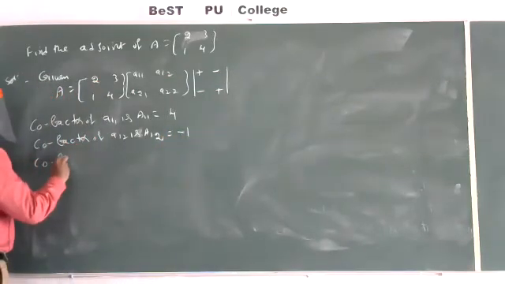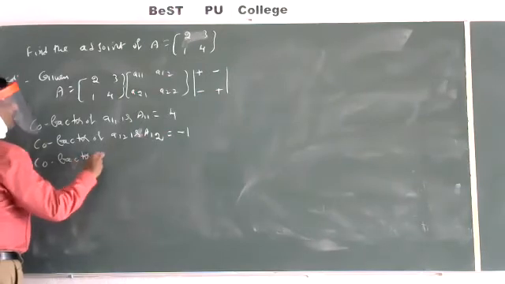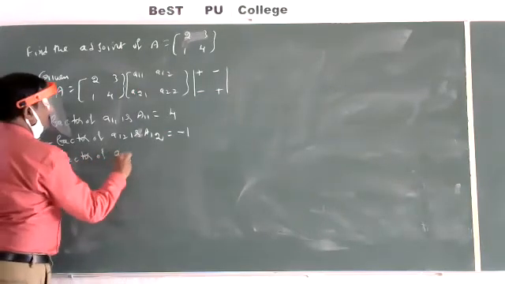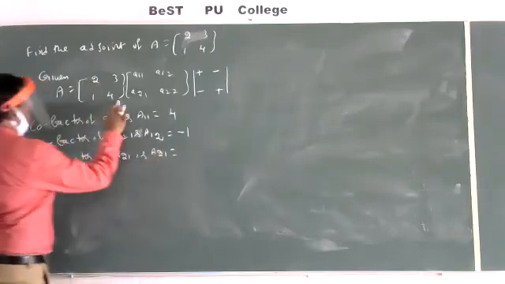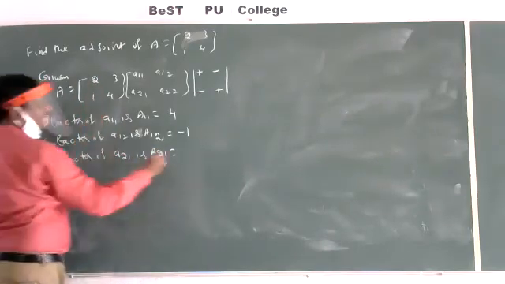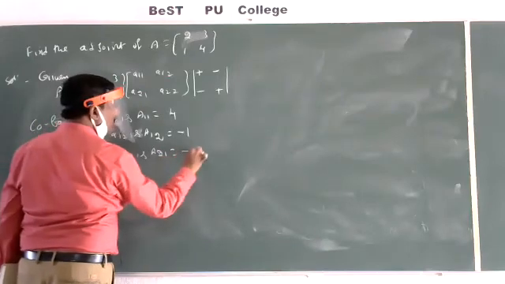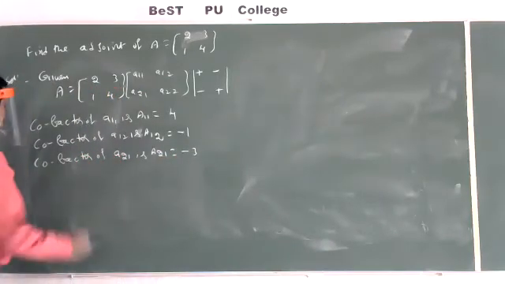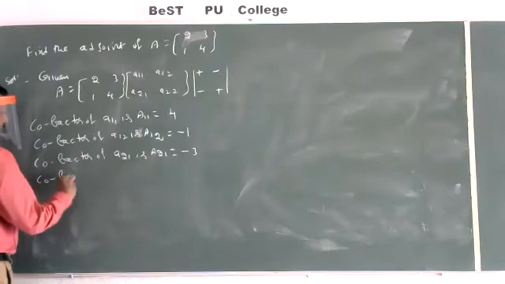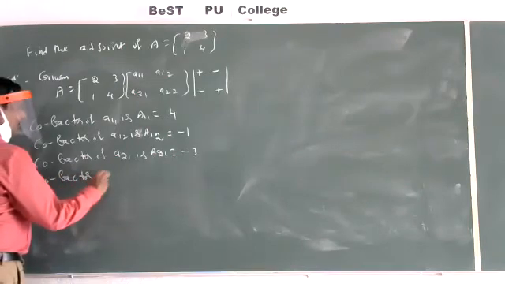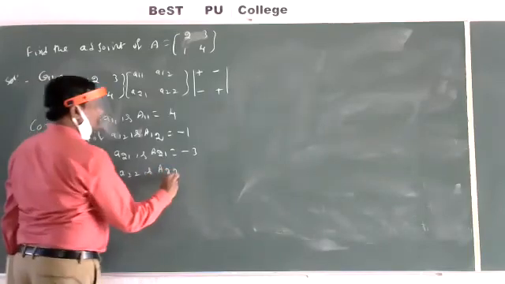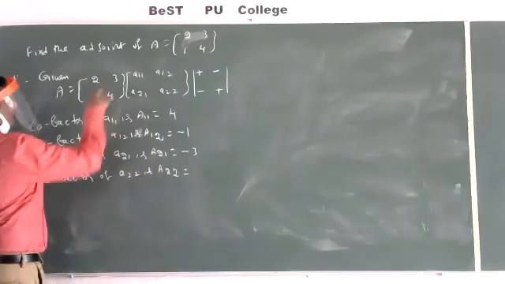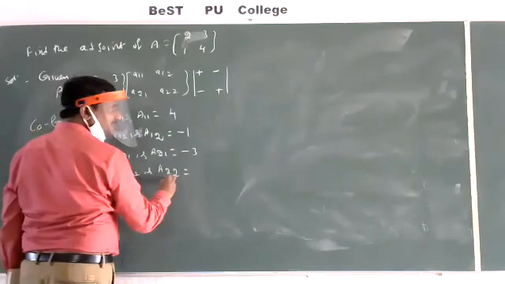Next, cofactor of a21 is capital A21. Leave this row and column, the sum 2 plus 1 is 3, so you have to consider minus. Next, cofactor of a22 is capital A22. Leave this row and column, 2 plus 2 is 4, it is plus.